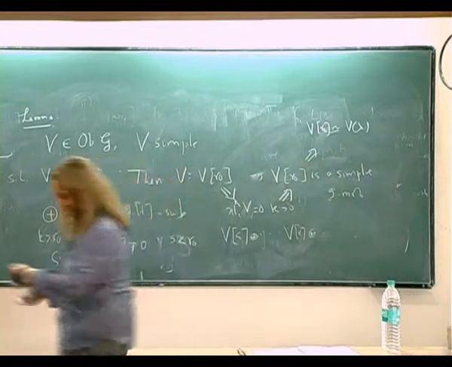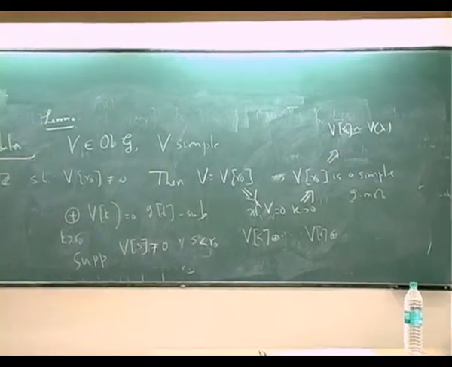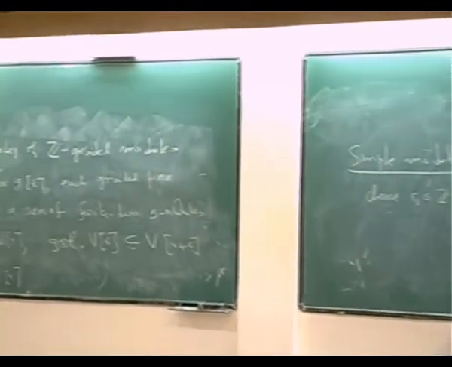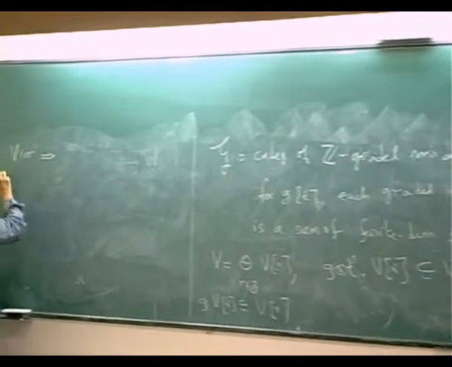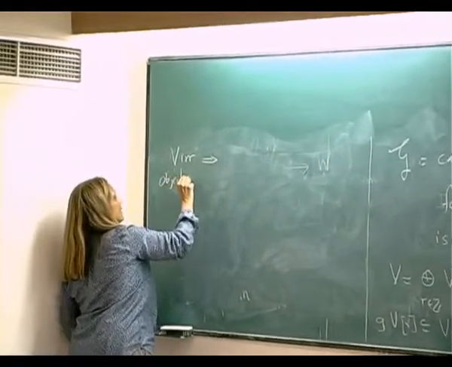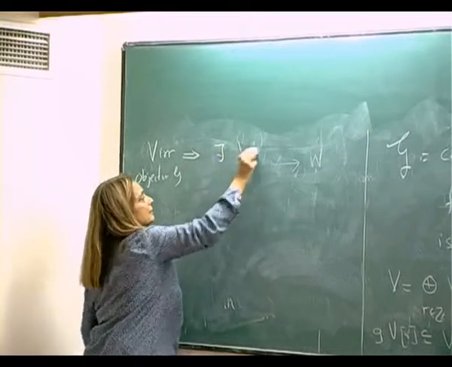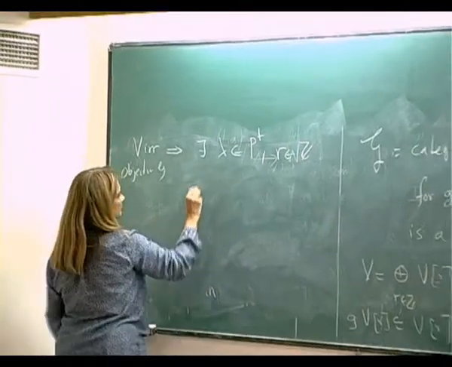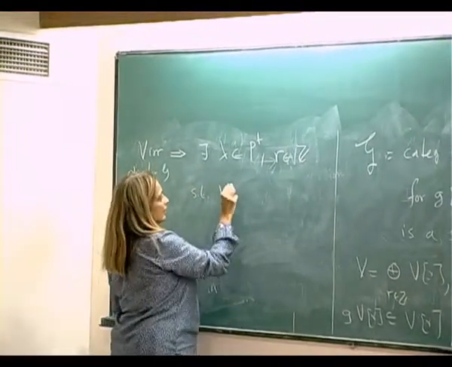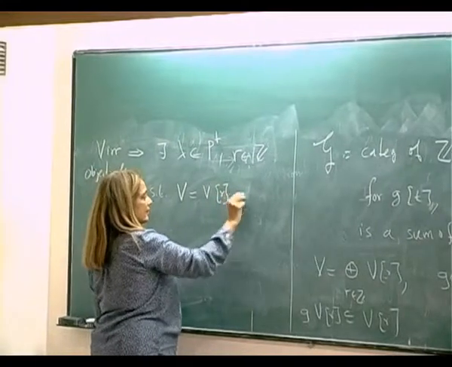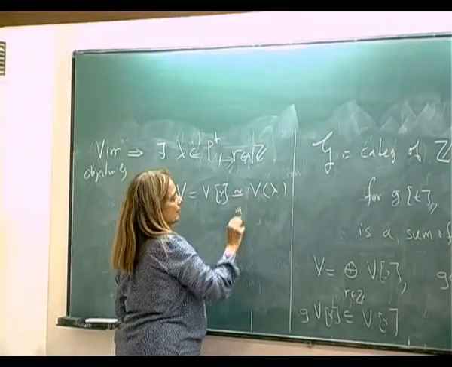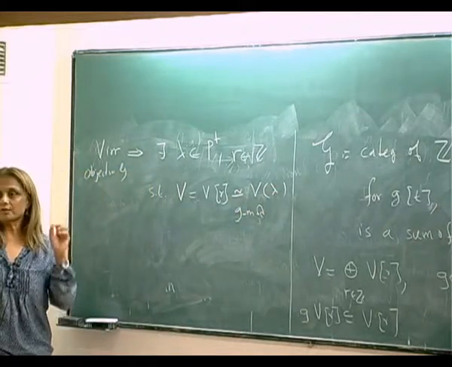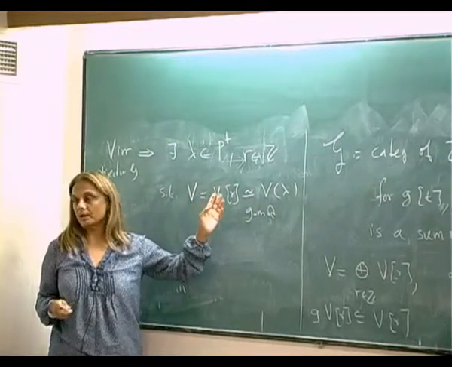So then what have I shown? What I've proved is that if V is an irreducible object of G, then there exists lambda in P plus and R in Z such that V is equal to VR, and this is isomorphic to V lambda as a G module, right? So to give you a simple object, I have to prescribe lambda and R.